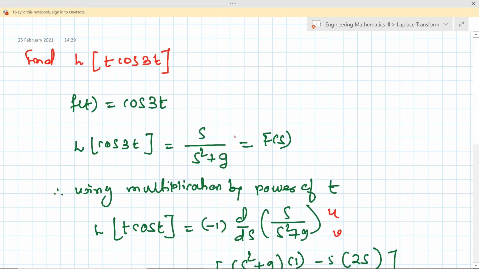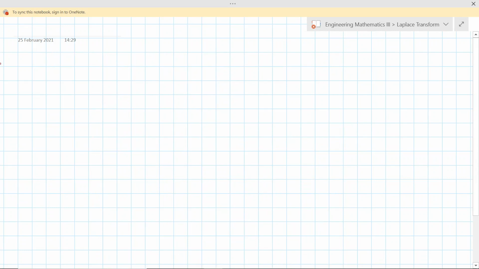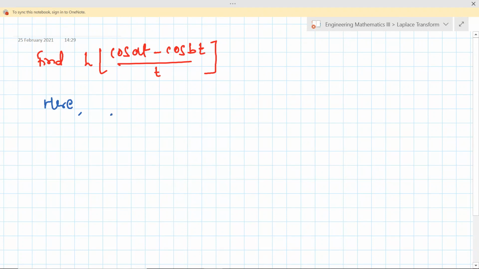Suppose example number 3. Find Laplace transform of cos of at minus cos of bt divided by t. Only a single t is there in the denominator. Now here f of t is nothing but what? Here my f of t is equal to cos of at minus cos of bt, isn't it?